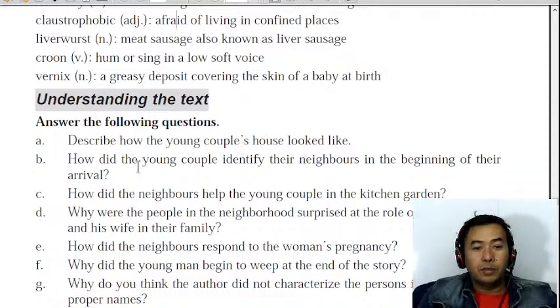And B, how did the young couple identify the neighbors in the beginning of their arrival? They were shouting, they were screaming in their gestures, their general talks. People were quite horrified that they were always fighting. So actually they were not; that's their accent. How did the neighbors help the young couple in the kitchen garden? They came up with different ideas, different counsel, different cloves of garlic to plant, and gave different types of ideas, whether they understood or not.